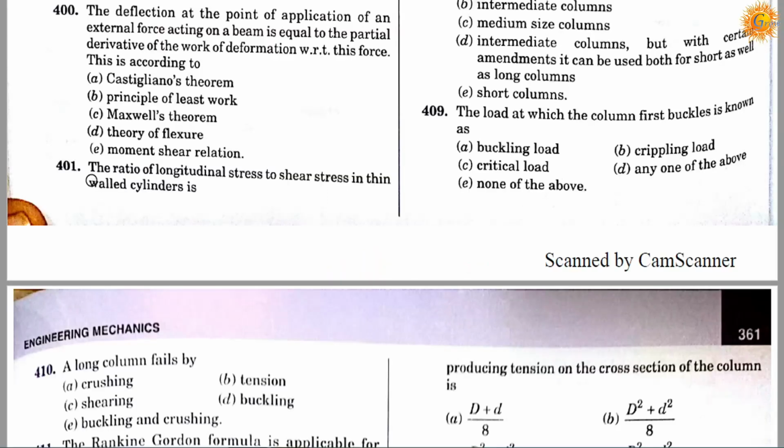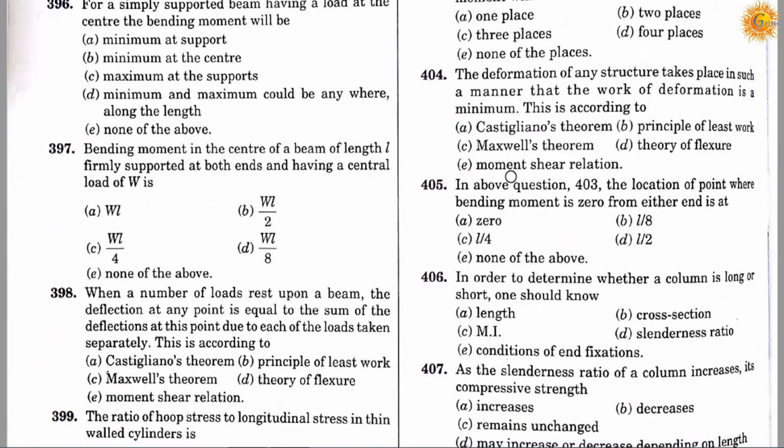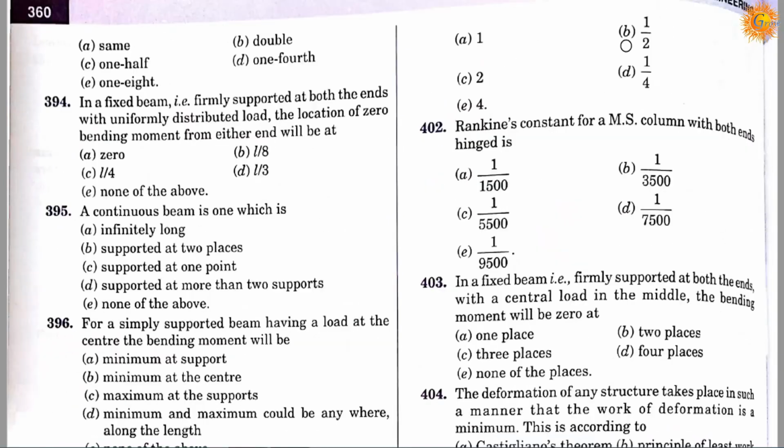Question number 401. The ratio of longitudinal stress to shear stress in a thin-walled cylinder is: option A, 1; option B, a half; option C, 2; option D, 1/4; and option E, 4. The correct answer is D, it will be 1/4.